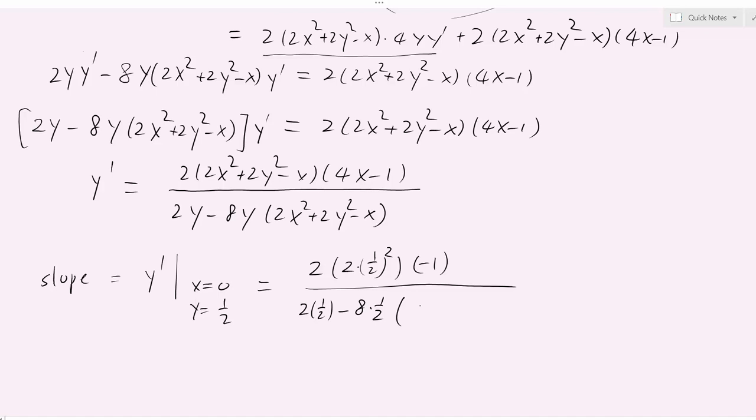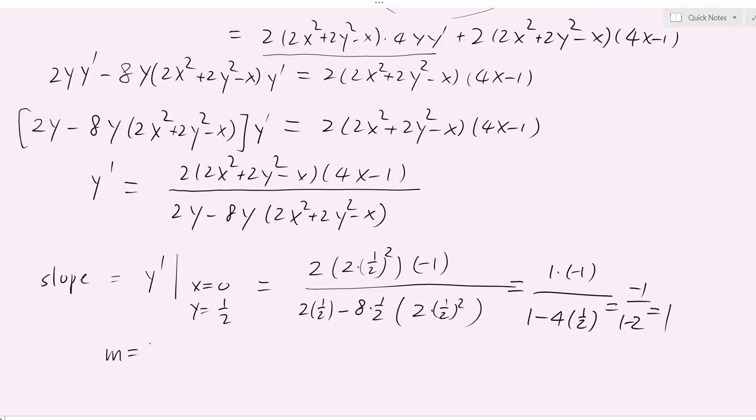And here again we have x is 0 and y is 1/2, squared, and minus 0. So simplifying, this is going to be exactly 1 times -1 on top, and here we have 1 minus 4, and here we have times 1/2. So this is again -1 over 1 minus 2, and that's exactly 1. So the slope m over here is 1.